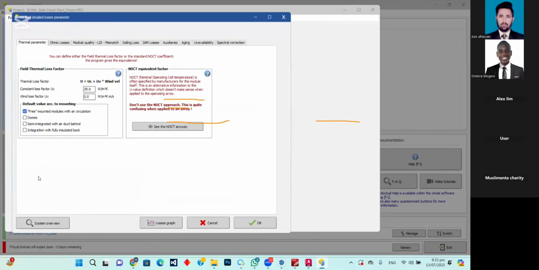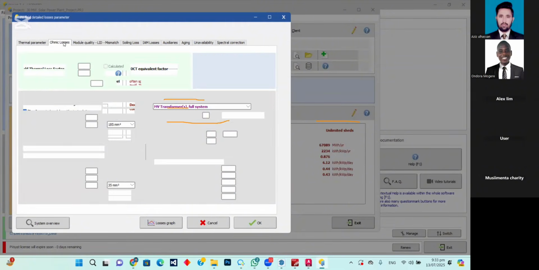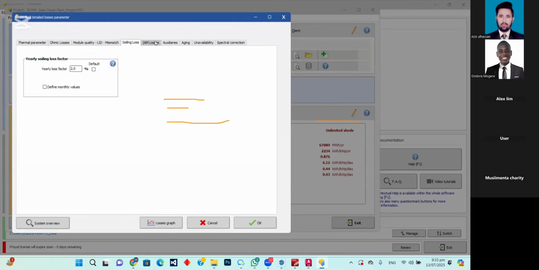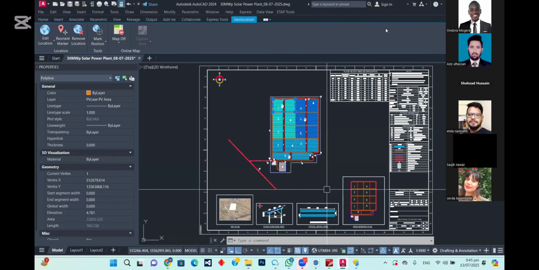And then after setting up all the details, we go to the detailed losses, in which there are different losses: the ohmic losses, module quality loss, soiling loss, auxiliary aging, unavailability, like that. I'm just giving all of you the overview. In the paid session, we will explain one by one the losses, which we will put in AutoCAD, SketchUp, and PVsyst.